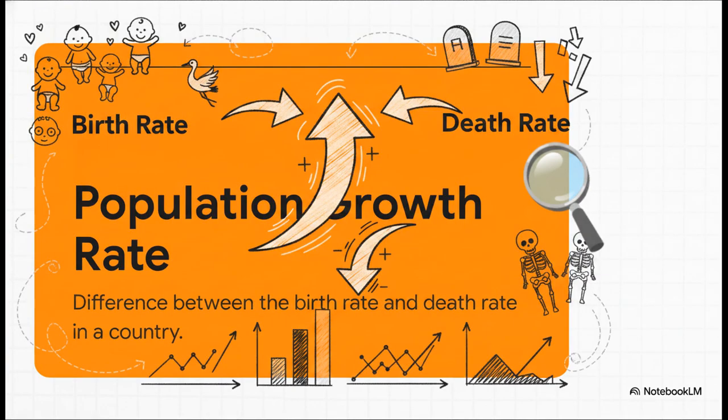So what happens when we bring those two forces together? We get our third key term, population growth rate. This is basically the difference between the birth rate and the death rate. It's the ultimate momentum gauge for a nation. If births outpace deaths, boom, positive growth rate. But if deaths overtake births, the rate goes negative. And yes, that means the population is actually shrinking.